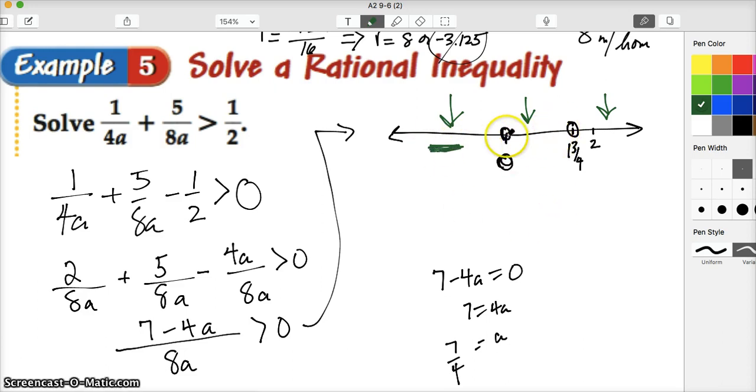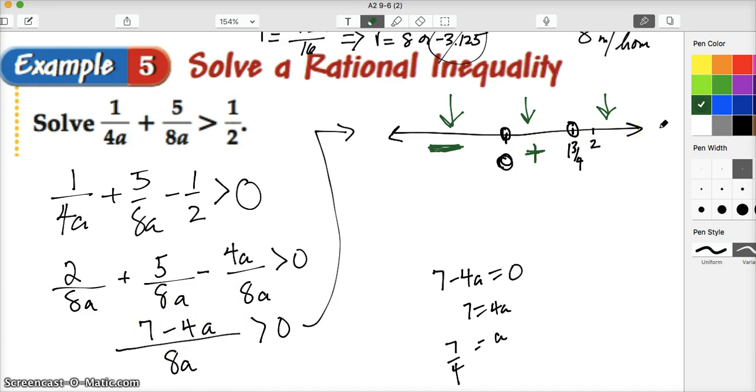So I'm going to put a little minus sign there to remind me. Now I'm going to try a number here between 0 and 1 3/4. Let's try 1. It's an easy number, pretty simple to substitute in there. If I put a positive 1 in here, I get a positive answer at the top. Do you guys see that? 7 minus 4 times 1 is going to give me a 3, which is positive. And if I put a positive 1 here, I get a positive answer. Notice, positive over positive is just positive. So that tells me everything in this section is going to give me a positive answer for this expression.